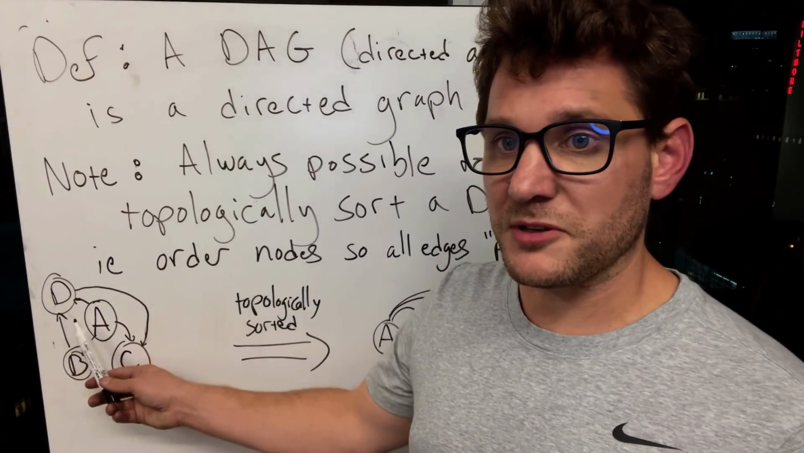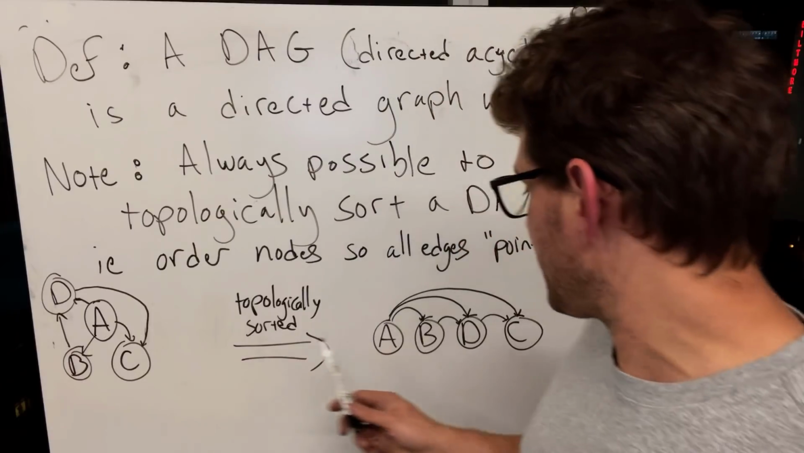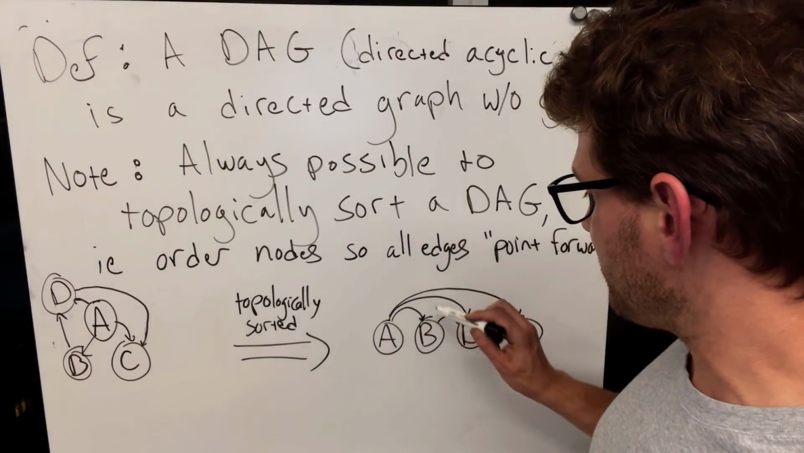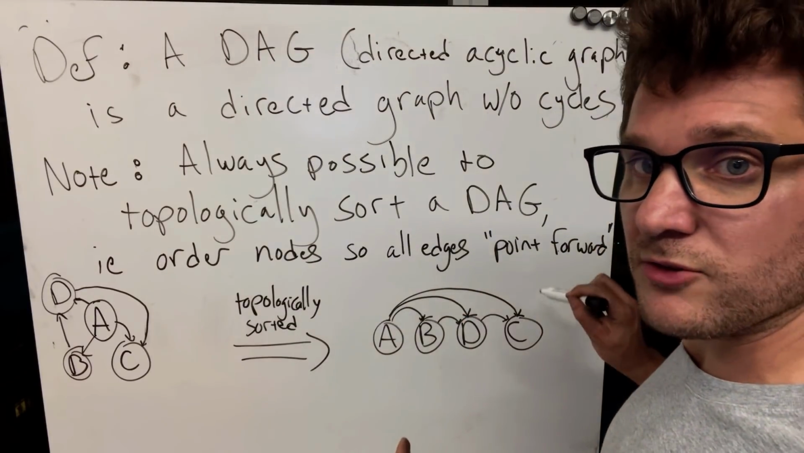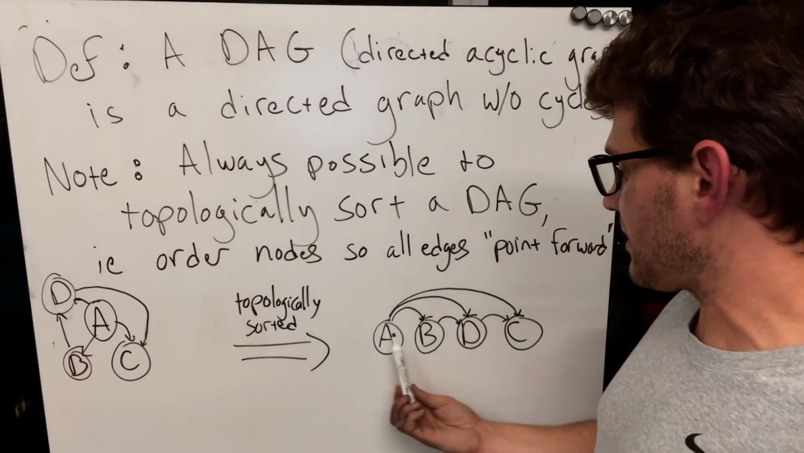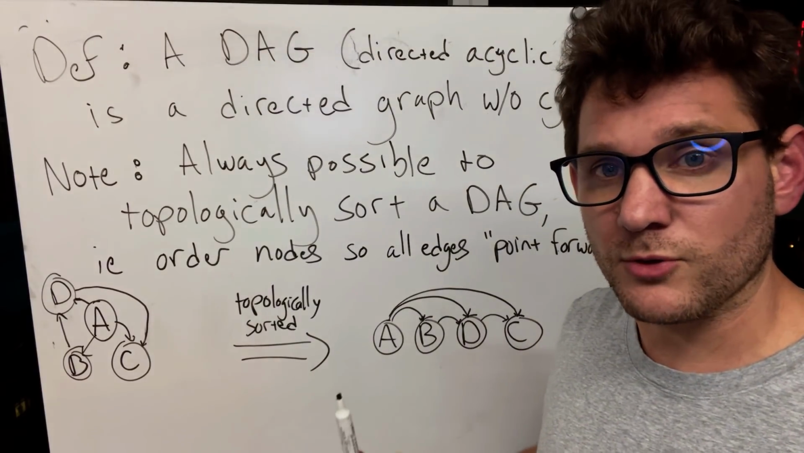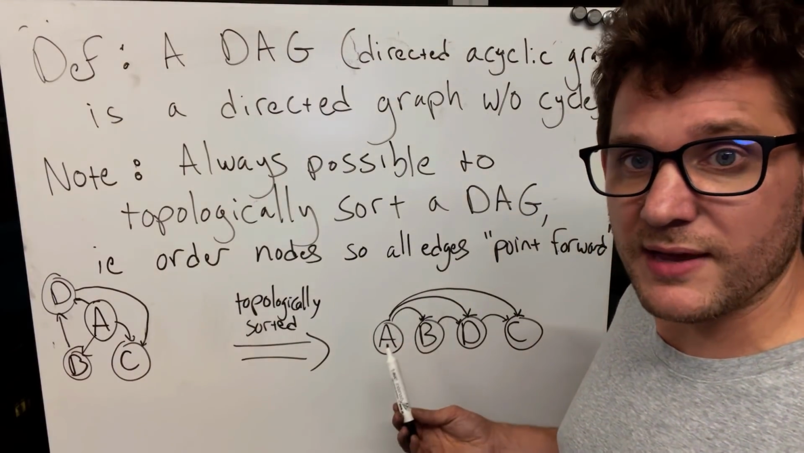And once we topologically sort it, we pick an order for the nodes in the graph. In this case, it's going to be A, B, D, C. And you'll notice that all of the edges in this graph are pointing in this direction, right? So this is a valid topological sort. There are cases where there are multiple topological sorts for a DAG, but as long as there exists one, then you know you have a DAG.